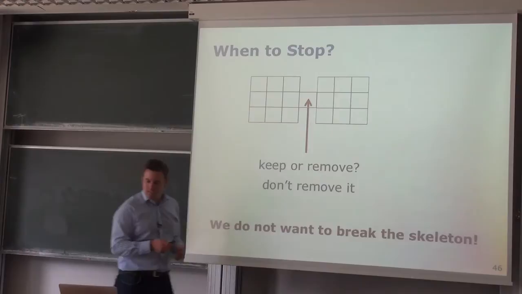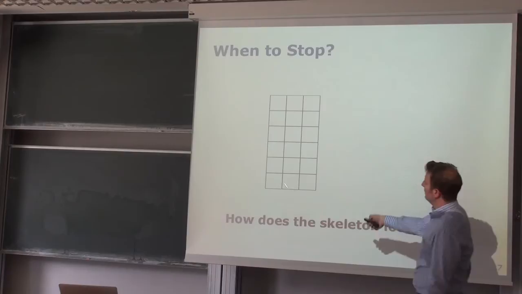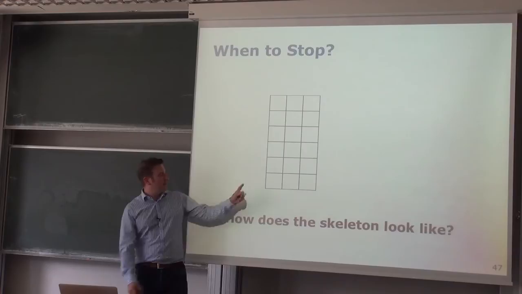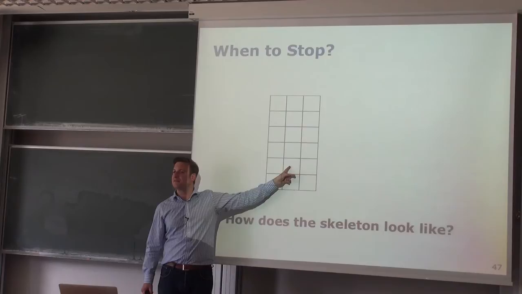So how does a skeleton look in this example? So if this is, now we have, whatever, 3 by 6 or 7, doesn't matter. How would the skeleton look? Would that point be on the skeleton? No. Will that point be on the skeleton? Yes. So this is one point which would be on the skeleton.